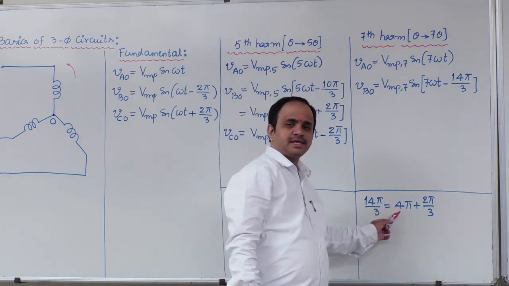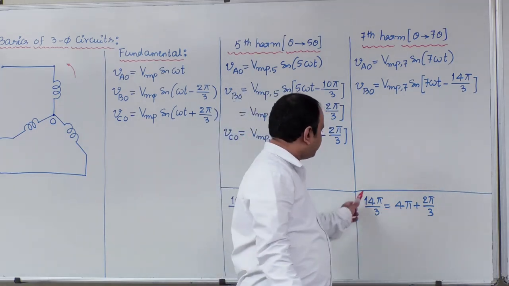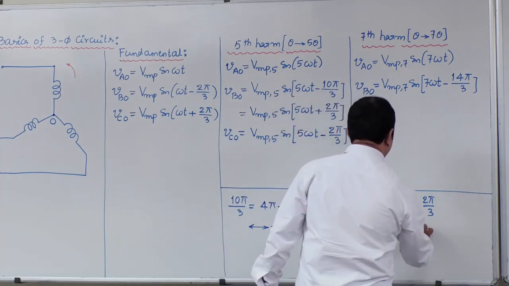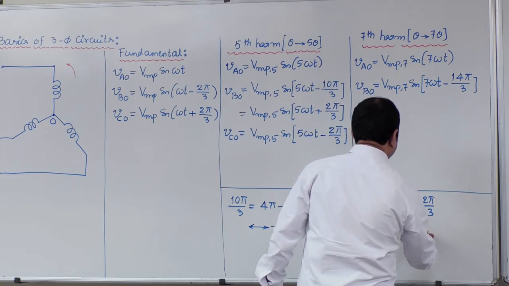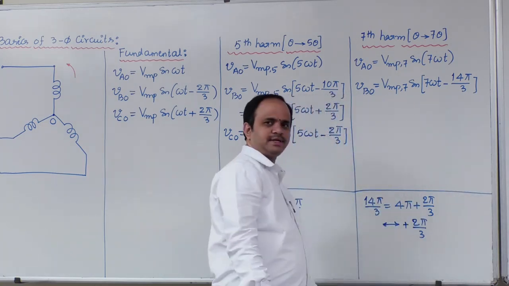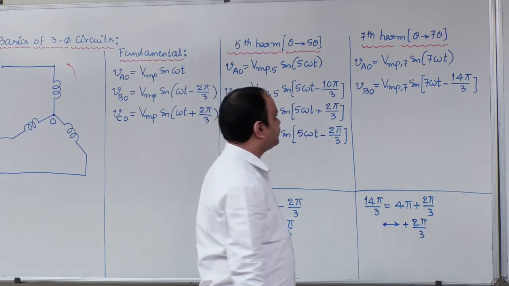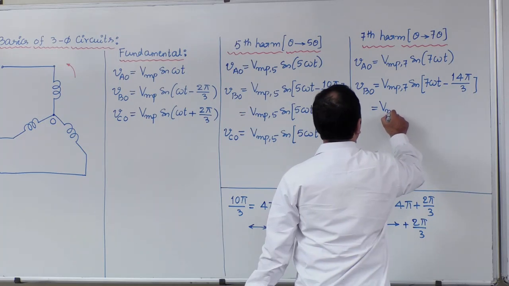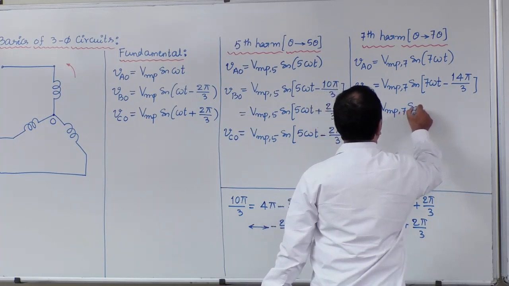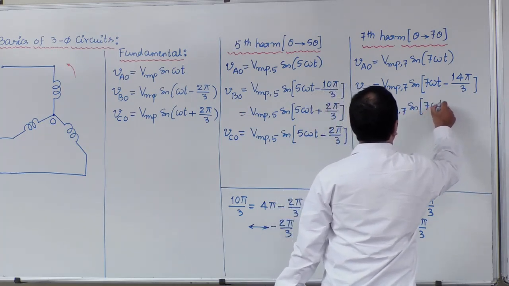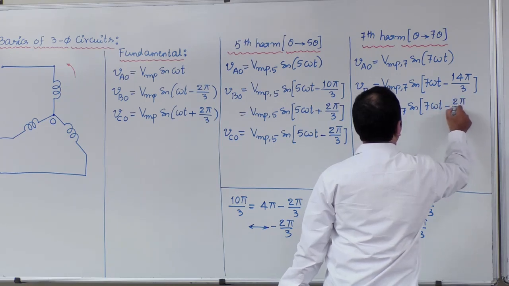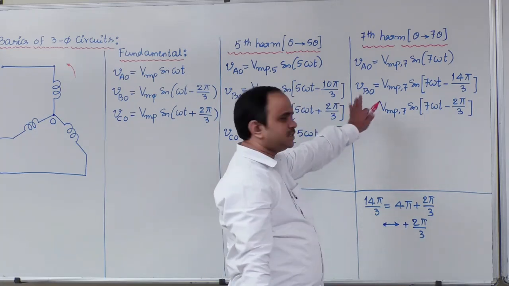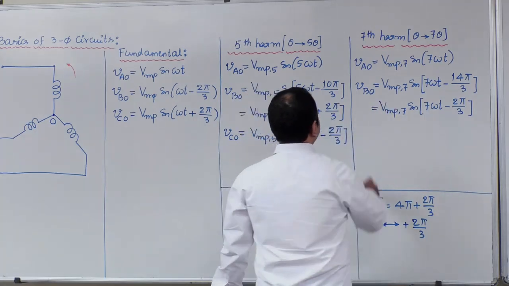So 4 pi is equivalent to 0. Therefore, 14 pi by 3 is the same as plus 2 pi by 3. So, how can I rewrite this equation? V_mp7 sine of (7 omega t minus 2 pi by 3). Okay, that is the VBO expression.